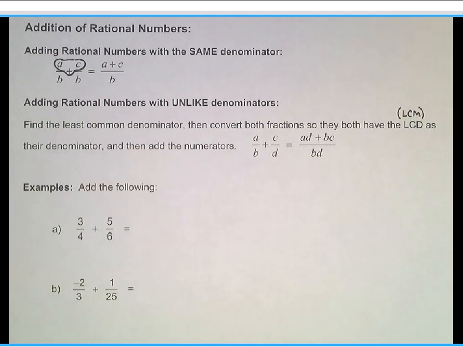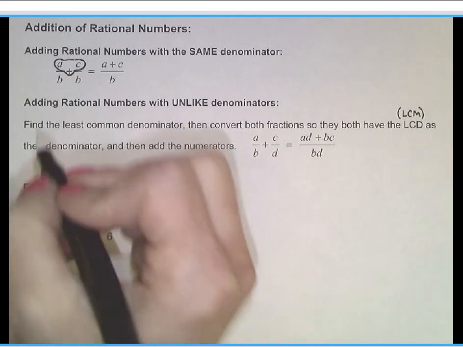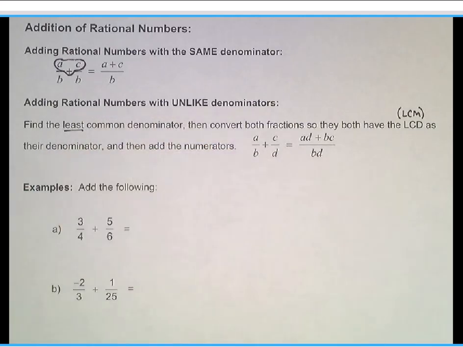Now, if you're unlucky and you don't have the same denominator, you're going to have to go and find a common denominator. General practice is we find the least common denominator just because it keeps the numbers smaller and makes the math easier, and you're more likely to get to a simplified answer quicker. And what is the least common denominator? It's the LCM, the least common multiple of the two denominators.